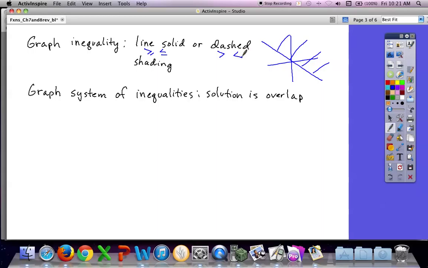Right? Or if it's solved for y, like y is greater than or y is less than, then you know that if it's greater than, it's above. If it's less than, it's below. And that works for all of them except for one.